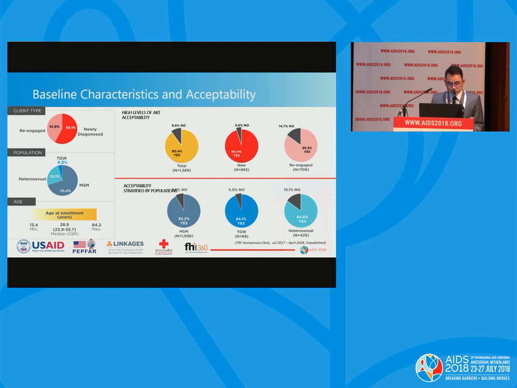Higher acceptability was observed among the newly diagnosed cases, at 94.4%, when compared to the re-engaged cases, these are people who already knew their HIV positive status. Stratified by population, transgender women had the highest acceptability at 94.1%, followed by MSM at 92.2%, and acceptability was lowest among the heterosexual population. Among those who accepted, 58.1% were newly diagnosed cases, 70.4% were MSM, 25.1% were from the heterosexual population, and 4.5% were transgender women.